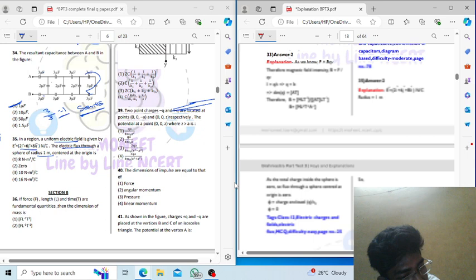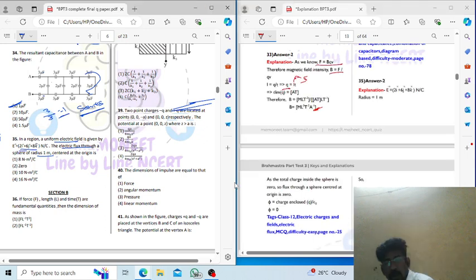Okay, as the total charge inside the sphere is here. And inside, as I already told you, the charge is only present at the surface. So inside the charge is equal to 0. So therefore, inside the flux will be equal to Q by epsilon naught, it will become 0 only. Okay. Now question number 36.